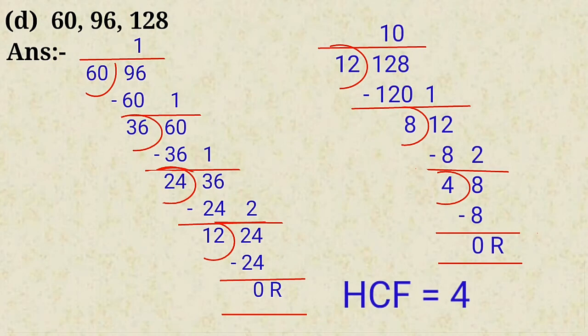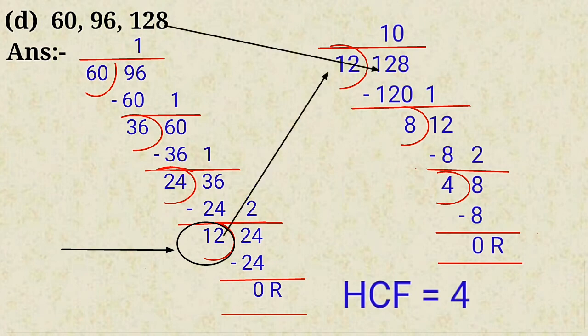Now D part is 60, 96, 128. Now let's take 60 and 96. Let's divide. 60 ones are 60, so we get 36. Now let's take 60 as dividend. So 36 ones are 36, we get 24. Now let's take 36 as dividend. So 24 ones are 24, so we get 12. Now let's take 24 as dividend. So 12 twos are 24 and 0 remainder. So we get last divisor is 12. So 12 is the HCF of 60 and 96.